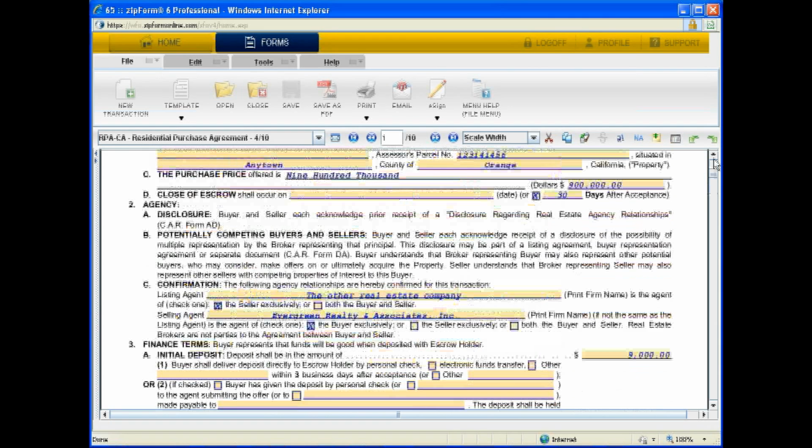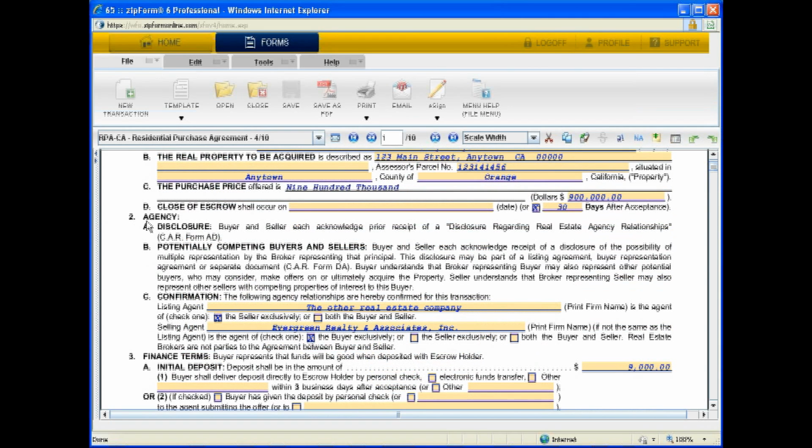Okay, coming down here. 2A just talks about agency. This used to be at the back of the contract. It used to be toward the end. I think it used to be paragraph 27. Now they've moved it right up front, and I think that's actually where it belongs.